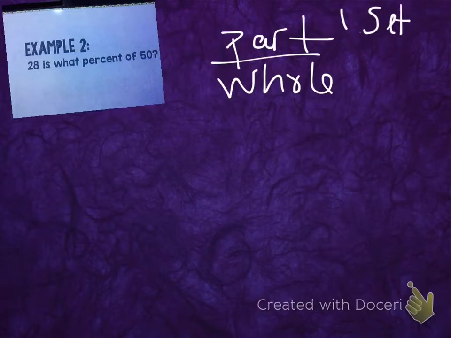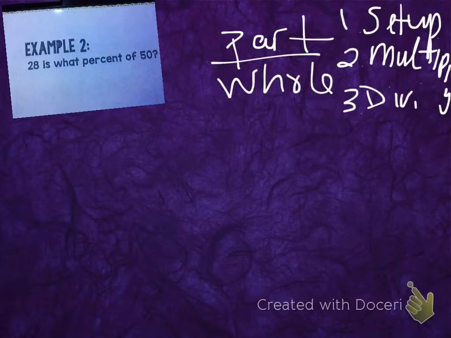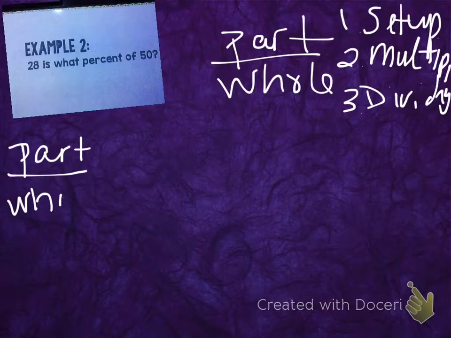set up, 2, multiply. Okay, multiply. 3, divide. So those are our 3 steps that we're going to use. So what I'm going to do is I'm going to go ahead and set up my proportion, part over whole.